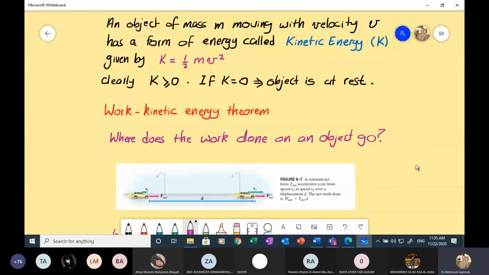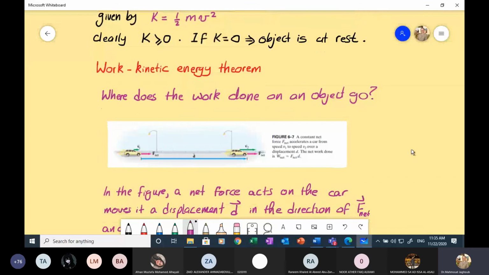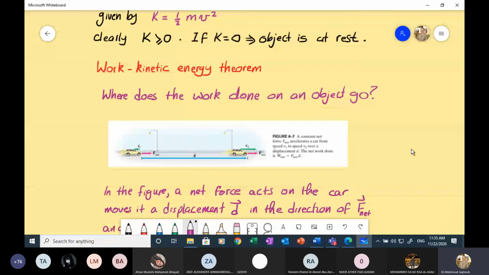Now, we will do what we call the work-kinetic energy theorem, which deals with the following question. You might ask yourselves, where does the work done on an object go? Yani, a force does work on an object. What happens to that work? Is it changed into energy? And if it is changed into energy, to what energy is it changed? That's what we will be doing now.